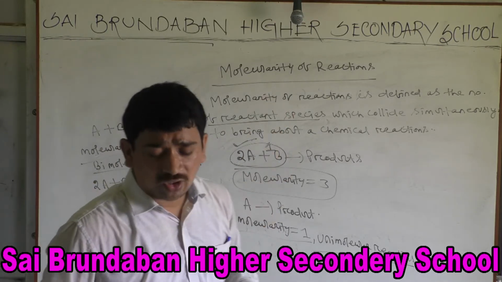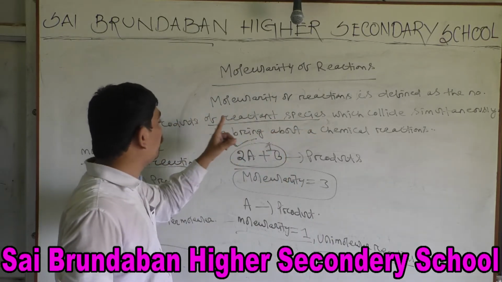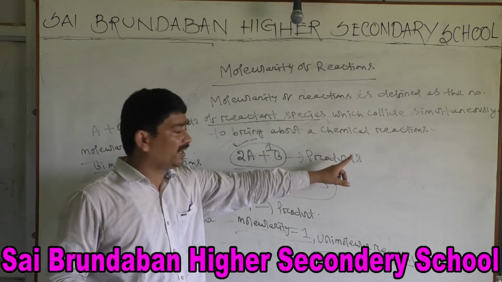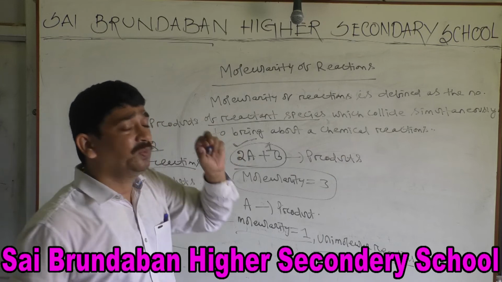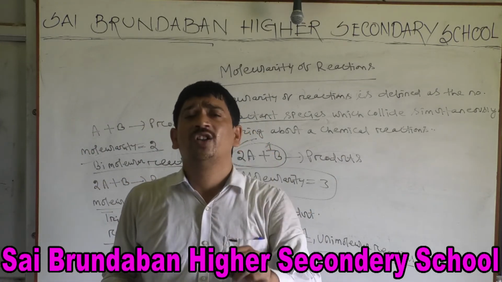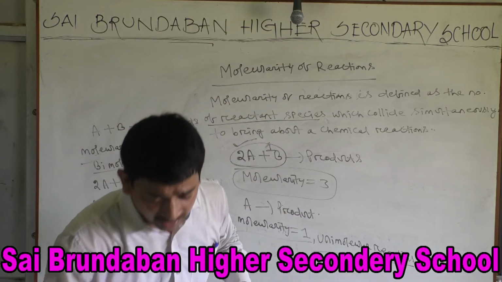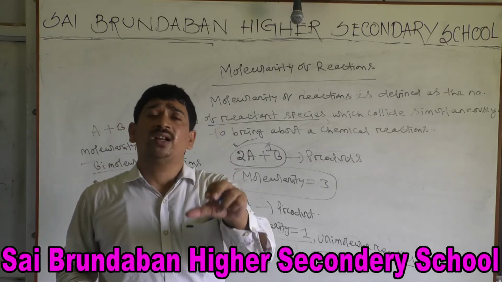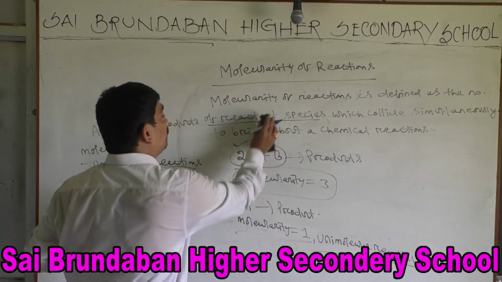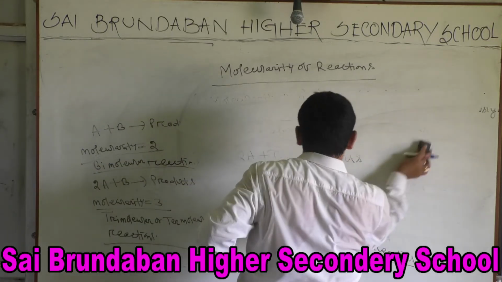So before this, molecularity definition: molecularity of reaction is defined as the number of reactant species which collide simultaneously to bring about a chemical reaction. First definition. Molecularity is purely a theoretical value; simply looking at the reaction you can predict the value of molecularity. Third, molecularity of reaction is never zero, fraction or negative. That point is very important.